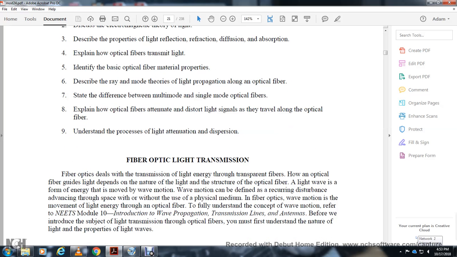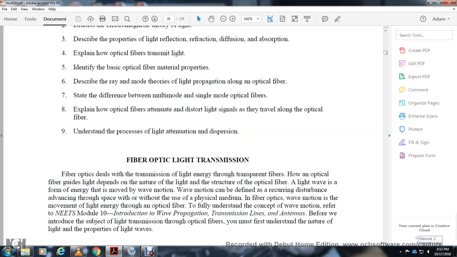Fiber optic light transmission. Fiber optics deals with the transmission of light energy through the transparent fiber, the optical fiber. The guide for the light depends on the nature of the light and the structure of the optical fiber. The light wave is a form of energy moved by wave motion. Wave motion can be defined as a recurring disturbance advancing through space without the use of a physical medium. Fiber optics uses the wave motion movement of light energy through an optical fiber.